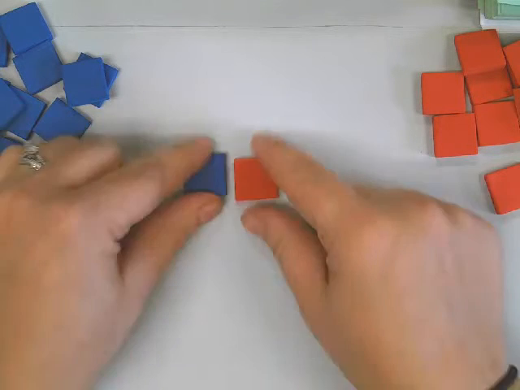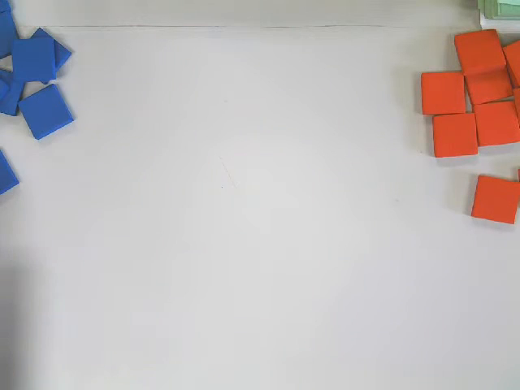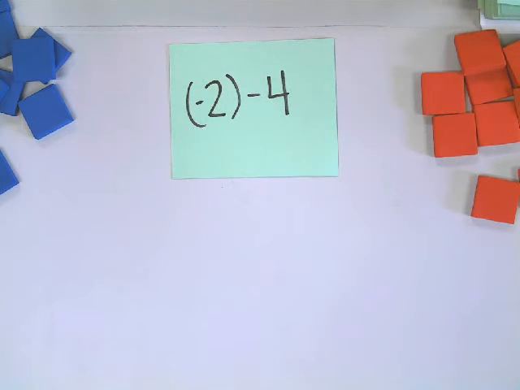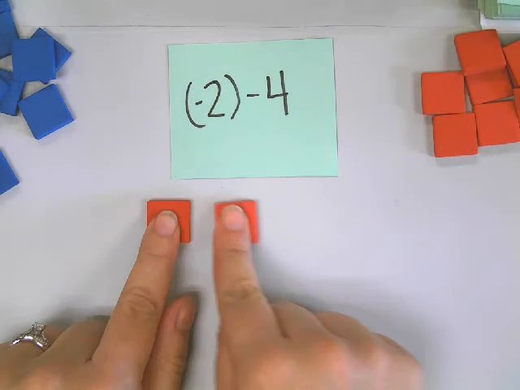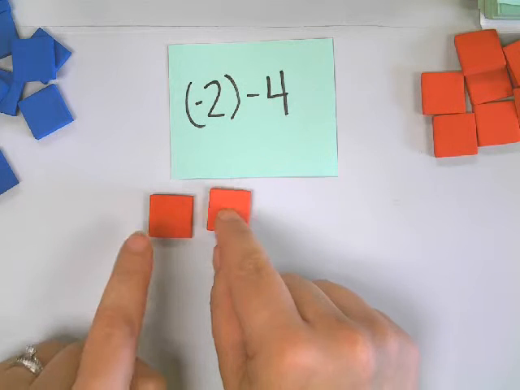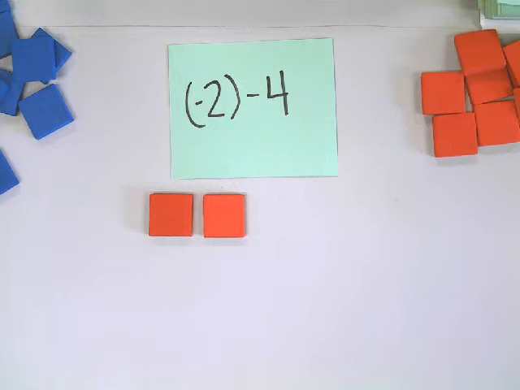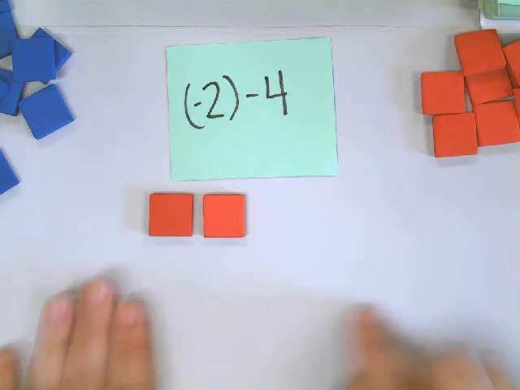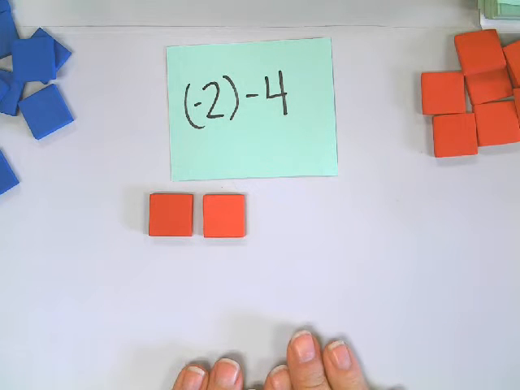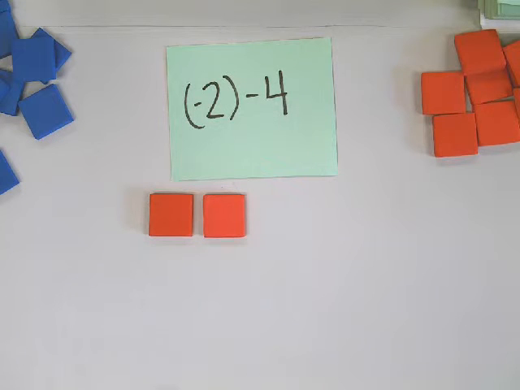Okay, so we're going to start by modeling negative 2 minus 4. So I'll start by building my negative 2 integer, my first integer, with my two red tiles. Each of these is negative 1, so together they're negative 2. Now I'm taking away 4 positives, but in my workspace I don't have any positives to take away. So in order to give myself positives to take away, I need to add 0 pairs until I have enough positives to take those away.